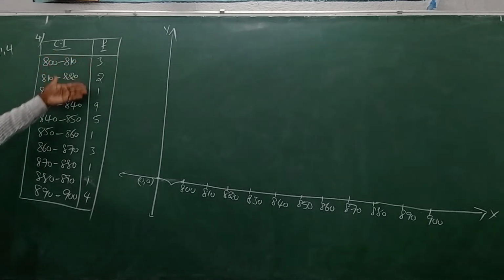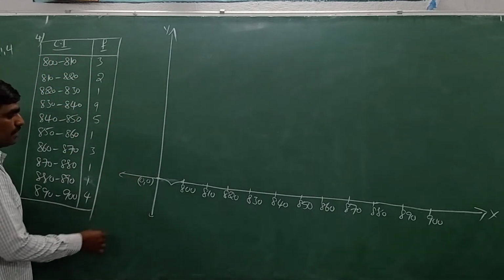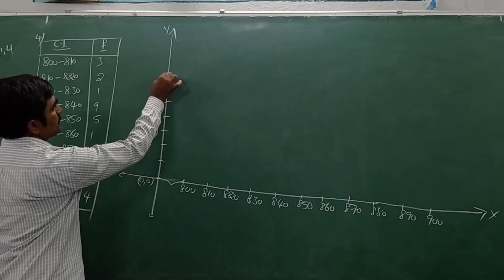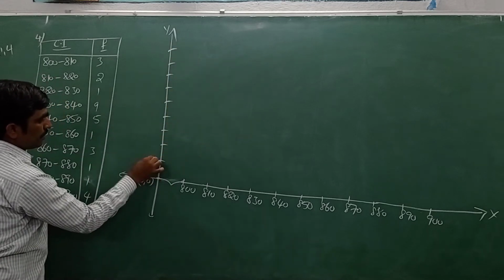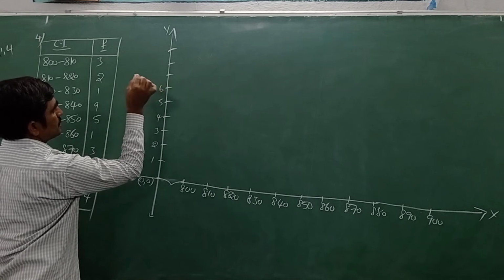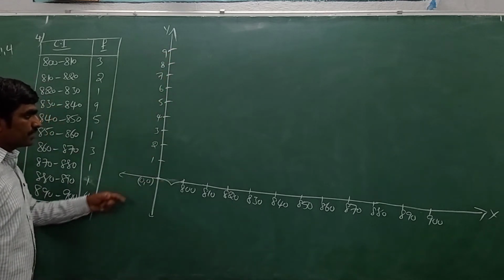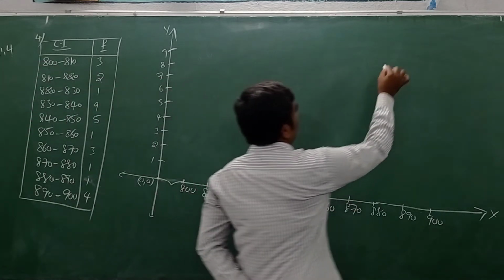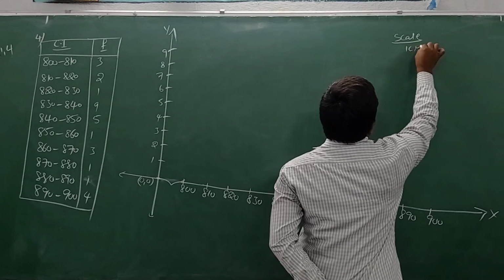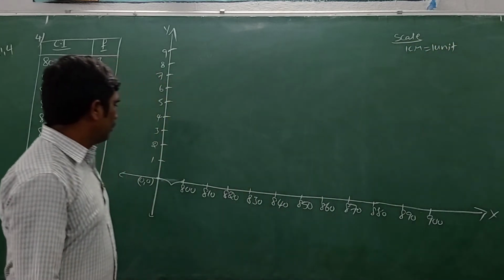So what is the maximum value? 9. So by taking 1, 2, 3, 4, we can see the 9 easily there. 1, 2, 3, 4, 5, 6, 7, 8, 9. What is the scale we are taking on the y-axis now? On the y-axis, 1 centimeter is equal to 1 unit.